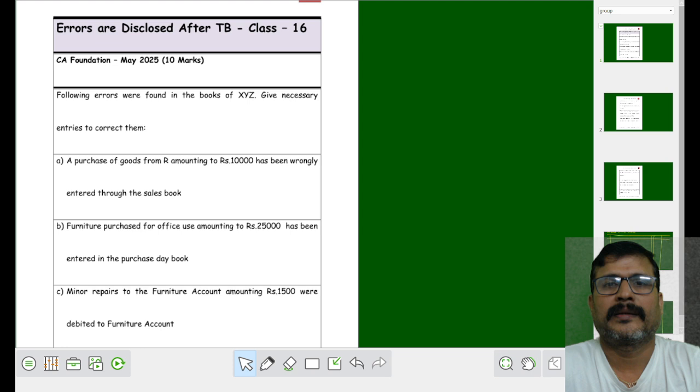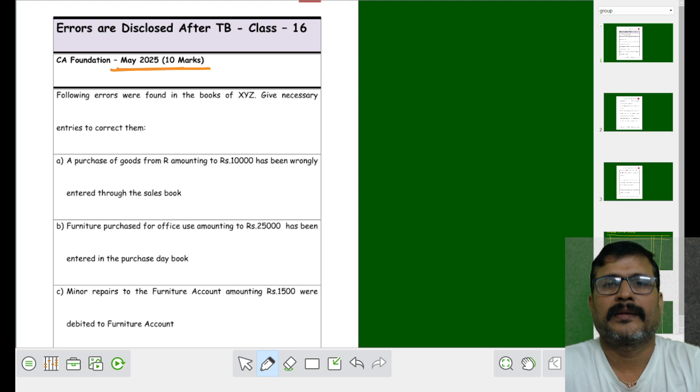My dear students, we solved so many problems in rectification of errors. Now we are into one more problem before preparing the final account, after preparing the trial balance. This question was recently asked in our CA Foundation May 2025 batch for 10 marks. The question is beautifully framed, and so many things are covered in this particular problem. You should learn it with a lot of interest.